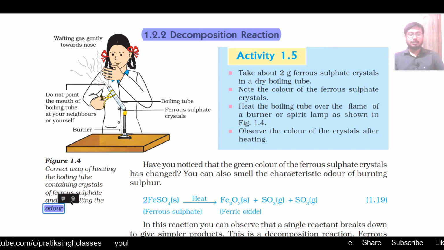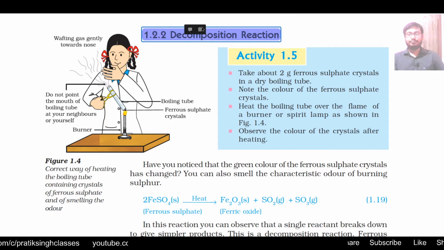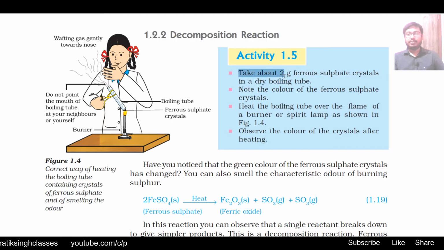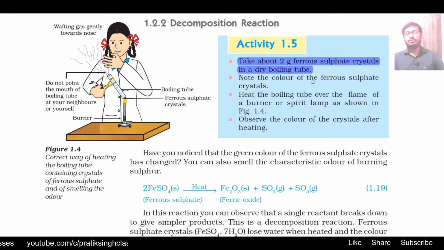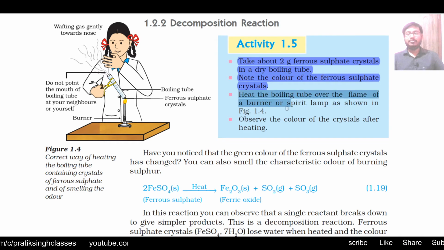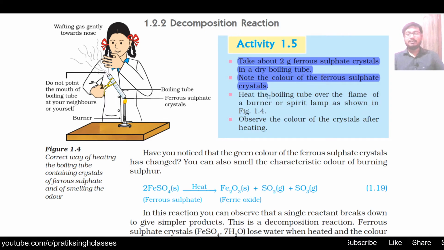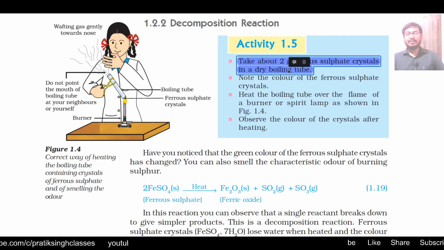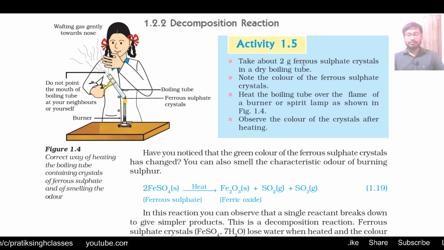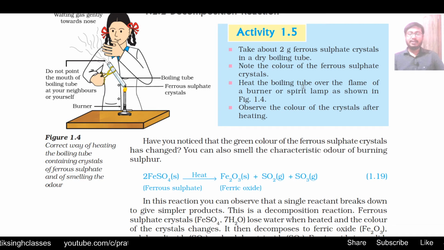Now coming to activity 1.5. Take about 2 g of ferrous sulfate crystals in a dry boiling tube, which means we have to heat it in the absence of air. Note the color of the ferrous sulfate crystals. Heat the boiling tube over the flame of a burner or a spirit lamp as shown in figure 1.4. Observe the color of the crystals after heating. Here a color change will happen. In the first video we saw in which situation we can say that a chemical reaction has happened, and the condition was that whenever the color changes, a chemical reaction has happened.